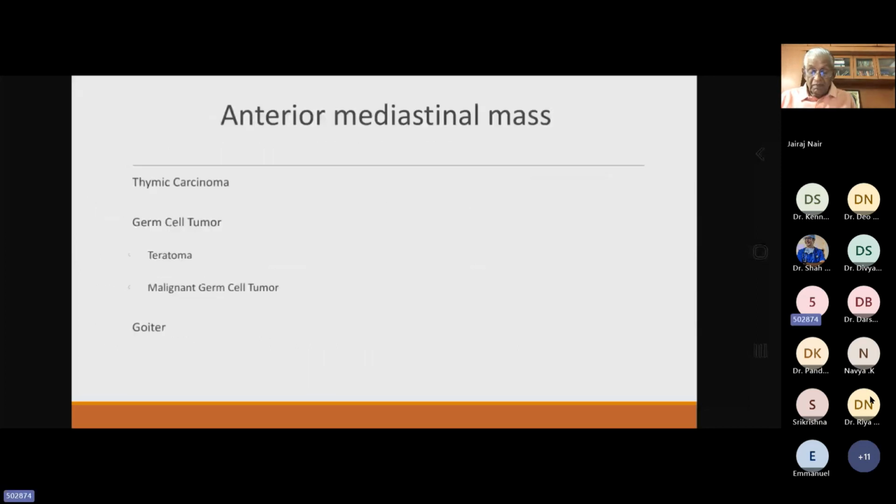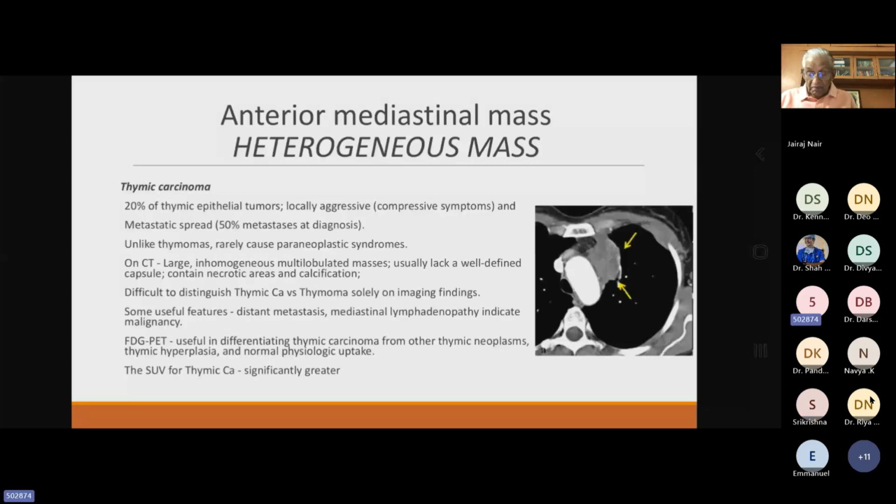Coming to the heterogeneous masses, including the thymic carcinoma, germ cell tumors, teratoma, malignant germ cell tumors, and goiter. Thymic carcinoma: 20% of thymic epithelial tumors are locally aggressive, presenting as compressive symptoms. Metastatic spread is seen, and 50% are metastatic at the time of diagnosis. Unlike thymomas, it rarely causes paraneoplastic syndrome.